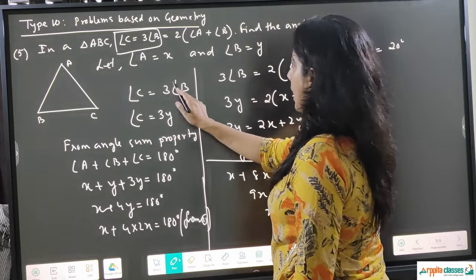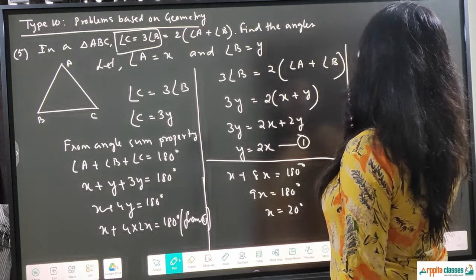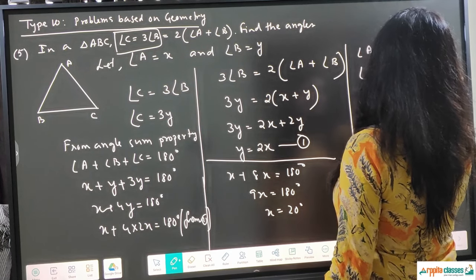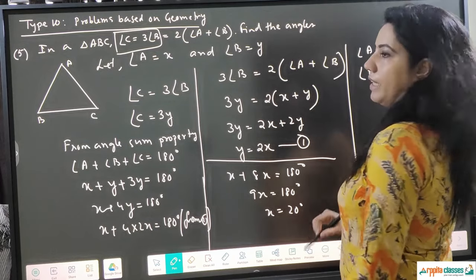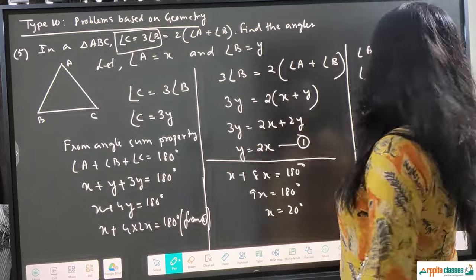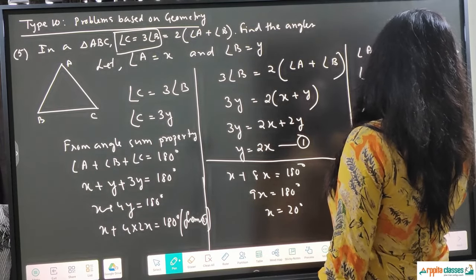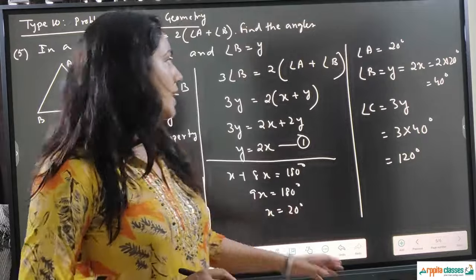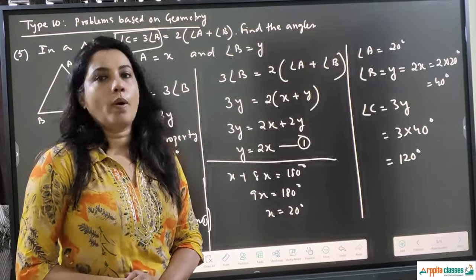Now y is equal to twice of x. Angle B, which we considered as y, that is equal to twice of x, that is 2 into 20 degree, that is 40 degree. Okay. And angle C is equal to thrice of y. So y we got 40, so 3 into 40 degree, that is 120 degree. So we got the three angles. A is 20 degree, B is 40 degree, and C is 120 degree.